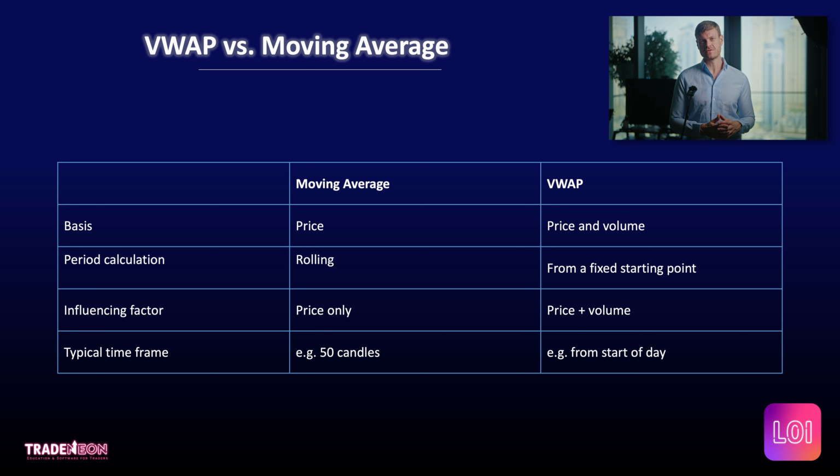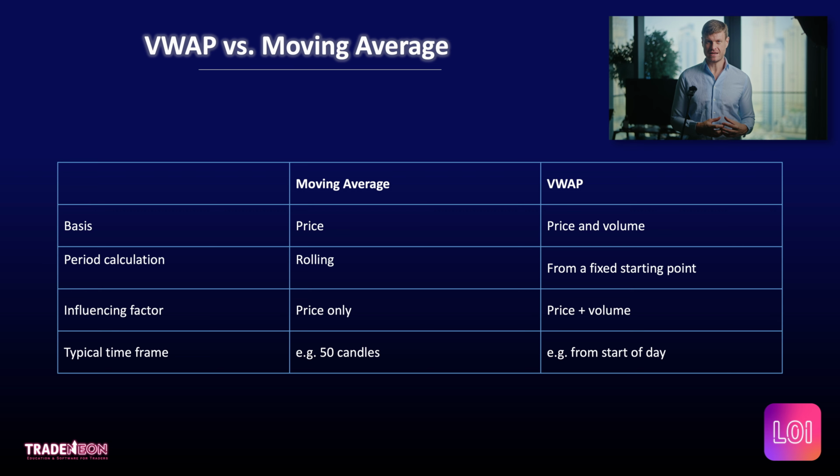The biggest difference to the moving average, however, is that the volume of the respective candle is included in the VWAP calculations. Candles with a higher trading volume have a correspondingly higher influence on the movement of the VWAP than candles with a lower volume. The exact calculation basis is: VWAP is the sum of volume times price divided by the sum of volume.